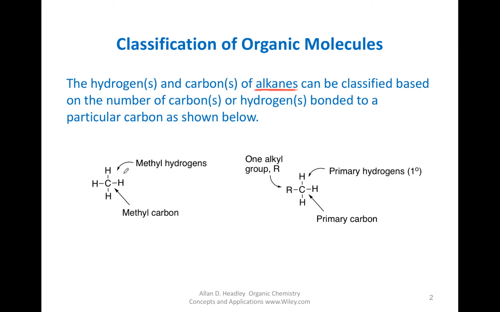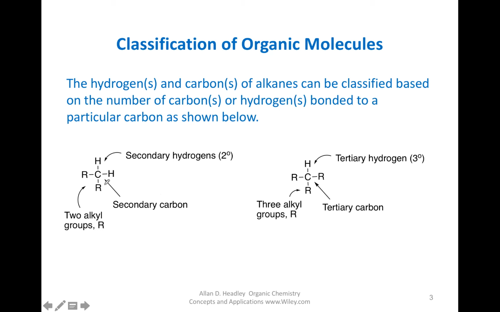So we can classify the hydrogen and the carbon based on the structure. Remember that there are a million different isomers that are possible for hydrocarbons. So let's look at the simplest one, which is CH4. This only has 1 carbon and 4 hydrogens. So this carbon is described as a methyl carbon because it's from methane, and these 4 hydrogens are described as methyl hydrogens. Another classification: here is a carbon that's bonded to 1 alkyl group, only 1. So this is called a primary carbon, and the hydrogens bonded to this carbon are called primary hydrogens. Primary hydrogens are bonded to primary carbons.